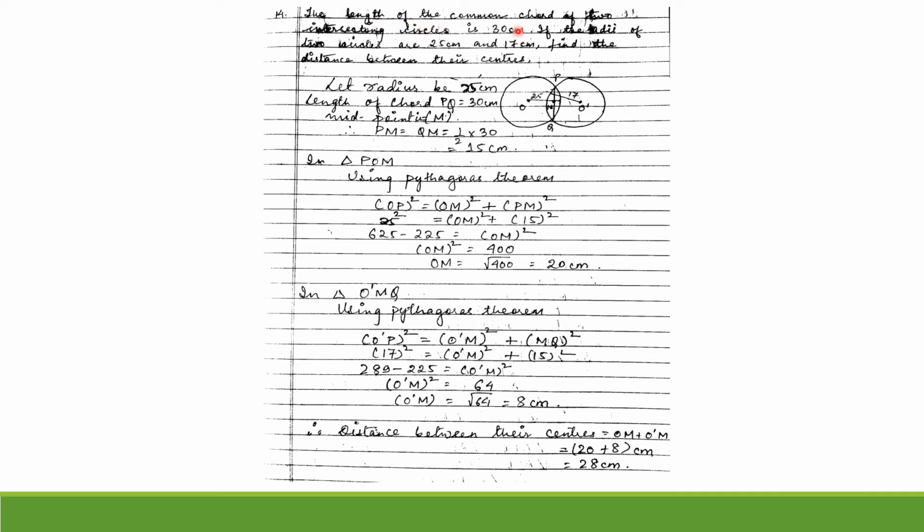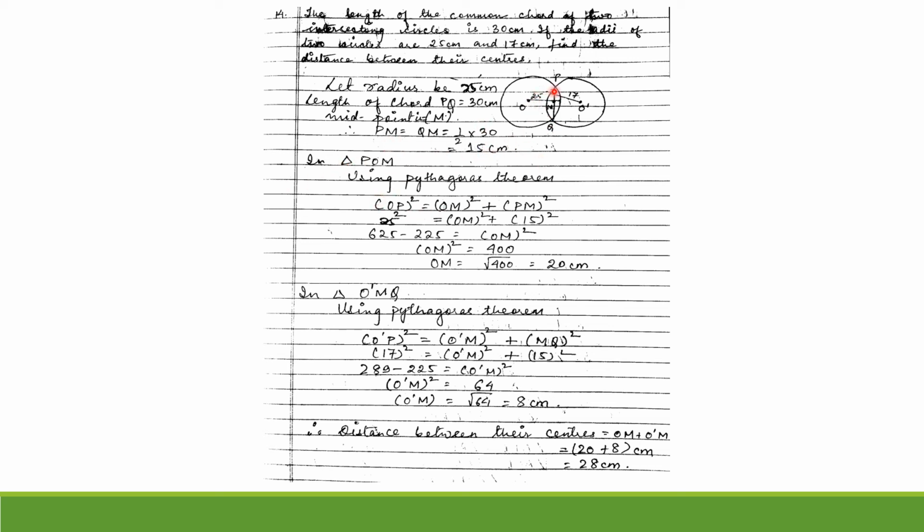The length of the common chord of the two intersecting circles is 30 centimeter, and if the radii of the two circles are 25 and 17, we need to find out the distance between their centers. So radius of the first one is given to us 25 and length of the chord is given to us 30. So since M is the midpoint, your PM is equal to 15 and MQ is also equal to 15. Now that is what we have calculated here.